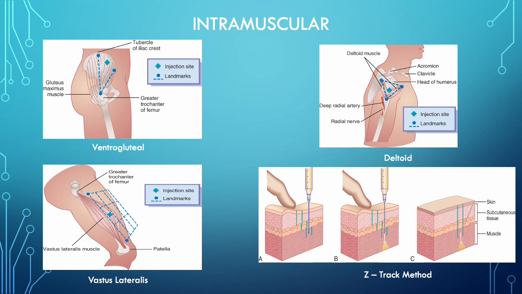Most commonly, your intramuscular medications are going to be your flu shot. We do also have antibiotics that we can give intramuscularly, as well as some narcotics and sedatives.